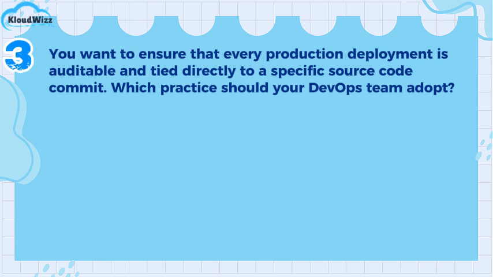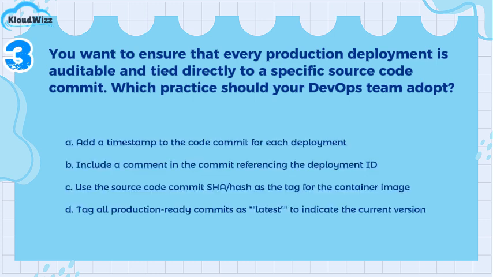The choices are A. Add a timestamp to the code commit for each deployment. B. Include a comment in the commit referencing the deployment ID. C. Use the source code commit SHA as the tag for the container image. D. Tag all production-ready commits as latest to indicate the current version.